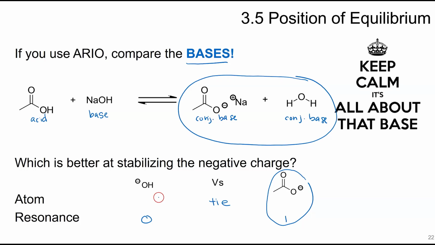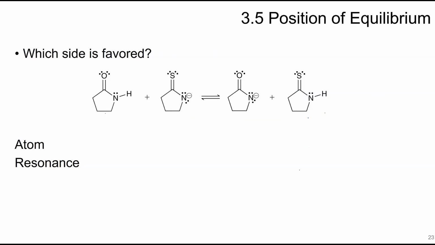So again, you're comparing the bases and looking at them to see which is better at stabilizing the negative charge. We look at which side is favored in this example. We want to find our base, and the bases are usually negatively charged. So this is our base, conjugate base. So we're going to look at the atom first. This is N minus versus N minus, so that is a tie.